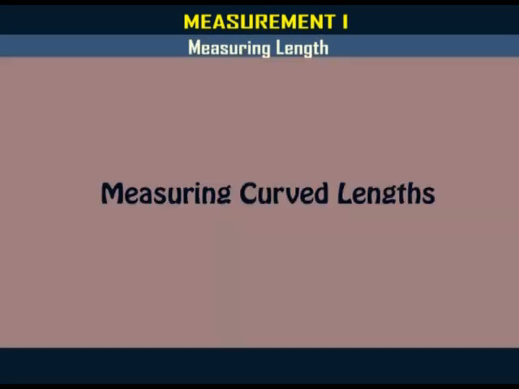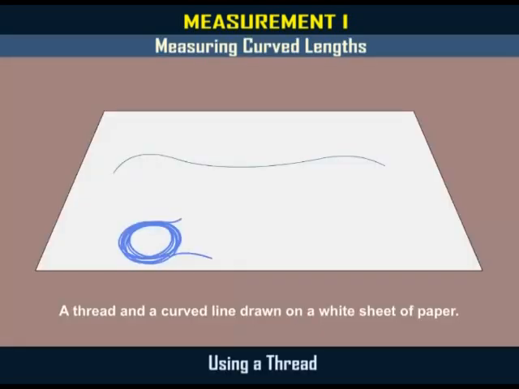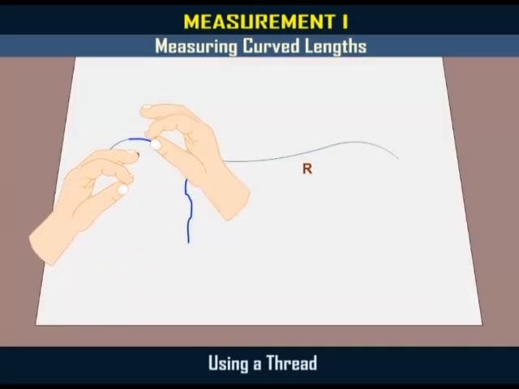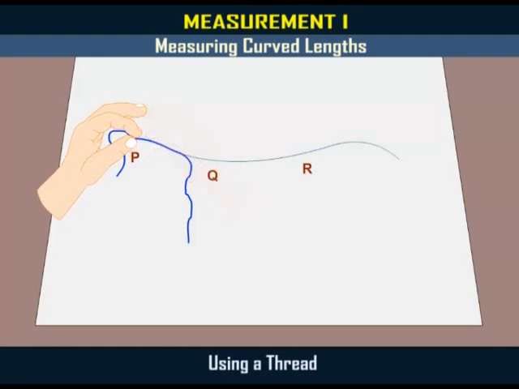Next, measuring curved lengths. Now, to measure curved lengths, we use a thread. We take a thread and make a knot on one end. Place the knot at the end of the line at P. Hold the knot with one hand and put a small part of the thread along a small part of the line.